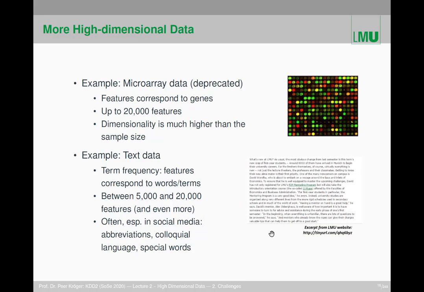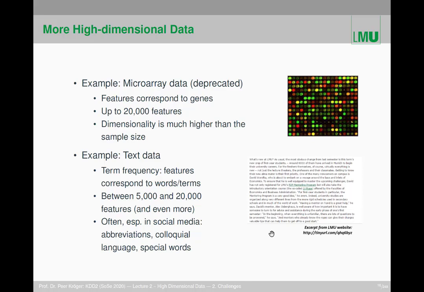The third example, again in the biological domain, is microarray data, which is probably not the application you work on nowadays as a bioinformatician, but I did that in my PhD a little bit. Depending on how you analyze this kind of data, features correspond to genes, and you can measure up to 20,000 genes simultaneously, so you end up in a 20,000 dimensional feature space. Very often in that case the dimensionality is much higher than the sample size, and we will come to the point later what that means for us.